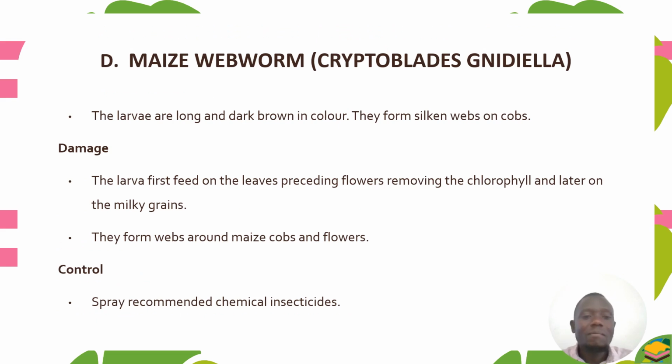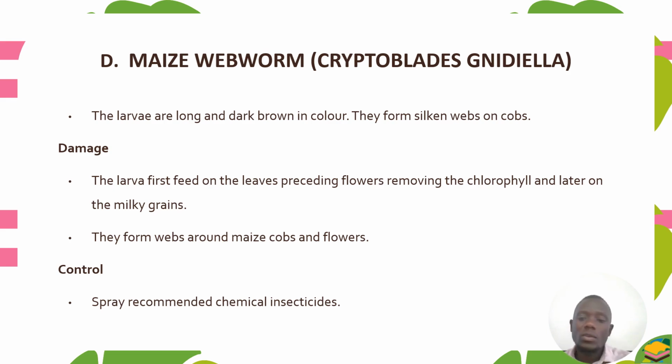Then let's look at maize webworm as another example of a maize pest. The larvae of maize webworm are long and dark brown in color. They form a silken web on the cob, so they form a silken web on the cobs.